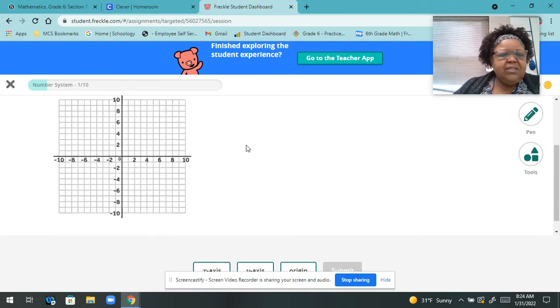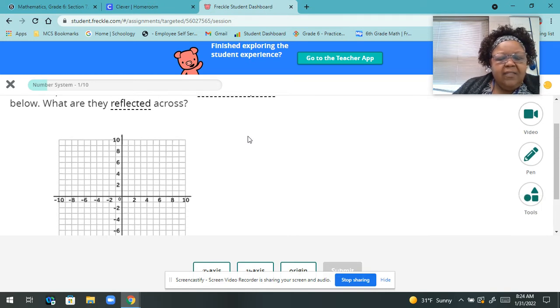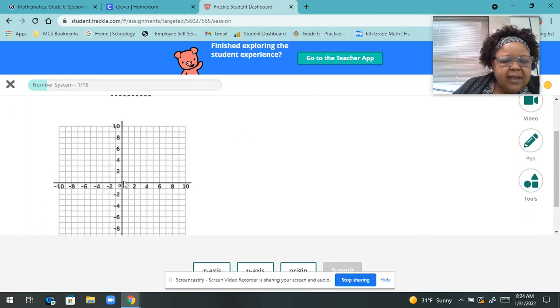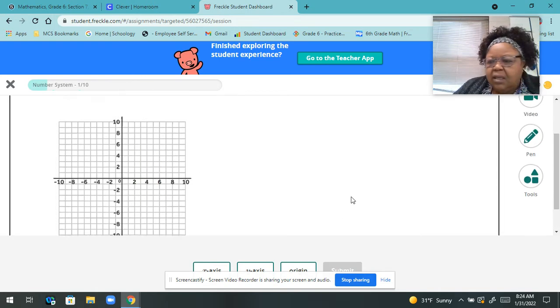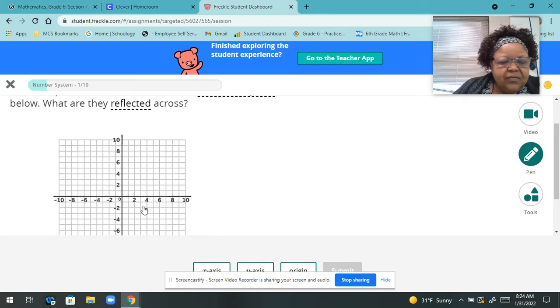So this first one says place the points 4, -2, and -4, 2 on the coordinate plane below. What are they reflected across? So I'm going to do 4, -2. So I go over to 4 and down to -2. And I need my pen. So over to 4 and down to -2, and I put my point.